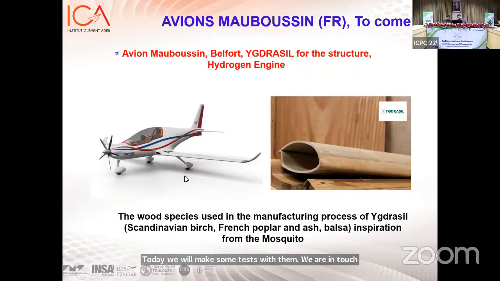And in fact, they want to mimic the Mosquito design. So they will use full wood sandwich structure, for example, for the wing and for the fuselage. And so this is a comeback. This is, of course, to diminish the carbon footprint. And they will use Yggdrasil. This is a commercial brand. It's made with Scandinavian birch, French poplar ash for the skin, and balsa for the core. And so we also have some studies on crash with wood, and it is an important issue for aeronautics, but also for automotive design. So this is the second focus of my presentation.